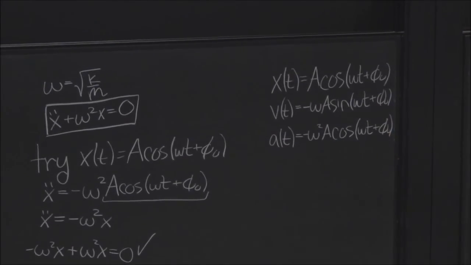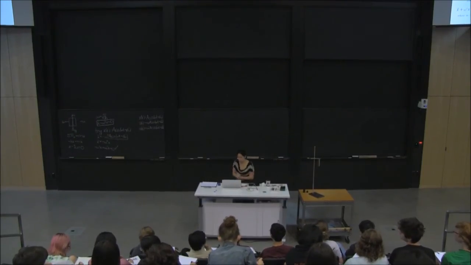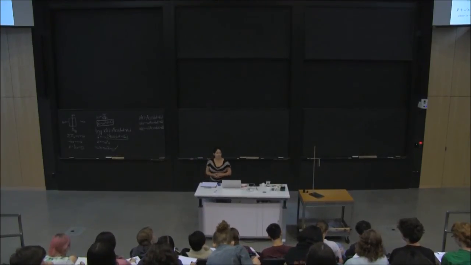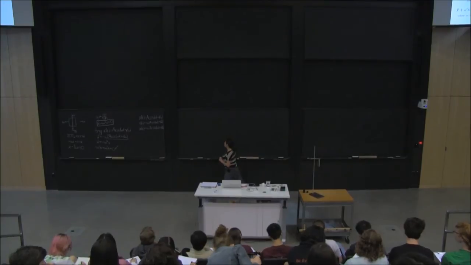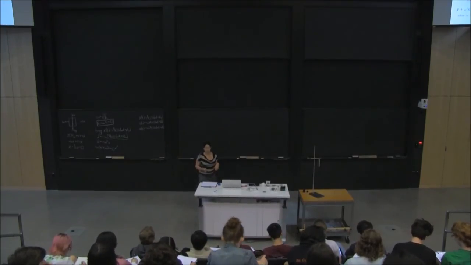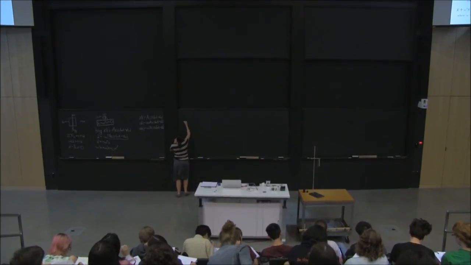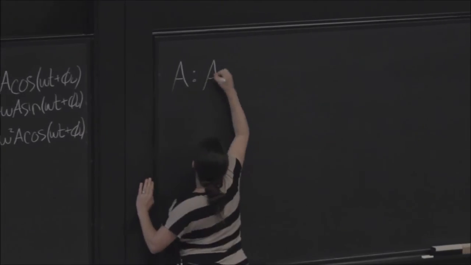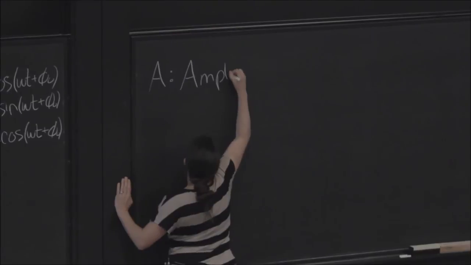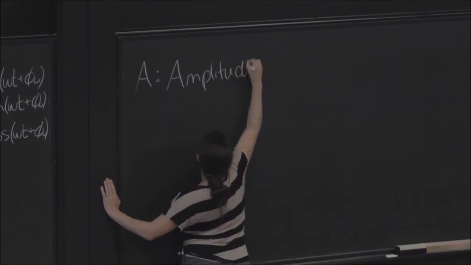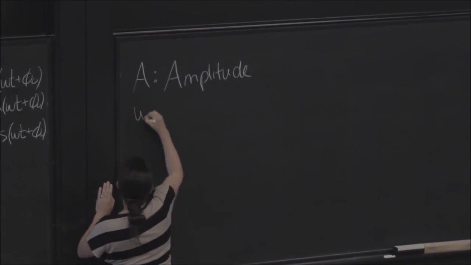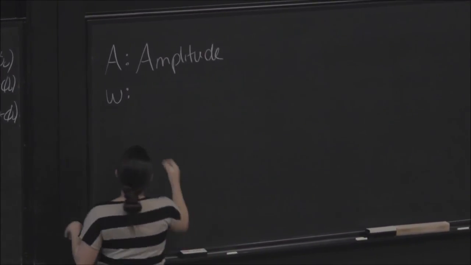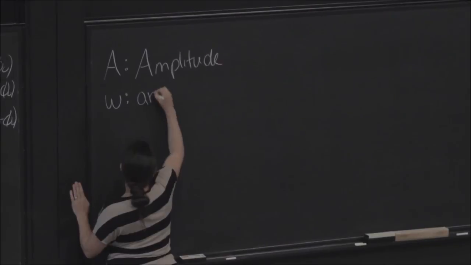Okay, awesome. So we should talk a little about what these constants are. So we have these constants. First we have our constant A. So what is that going to be? Yeah, so that's just our amplitude. So we also have omega, and we're going to call this our angular frequency.